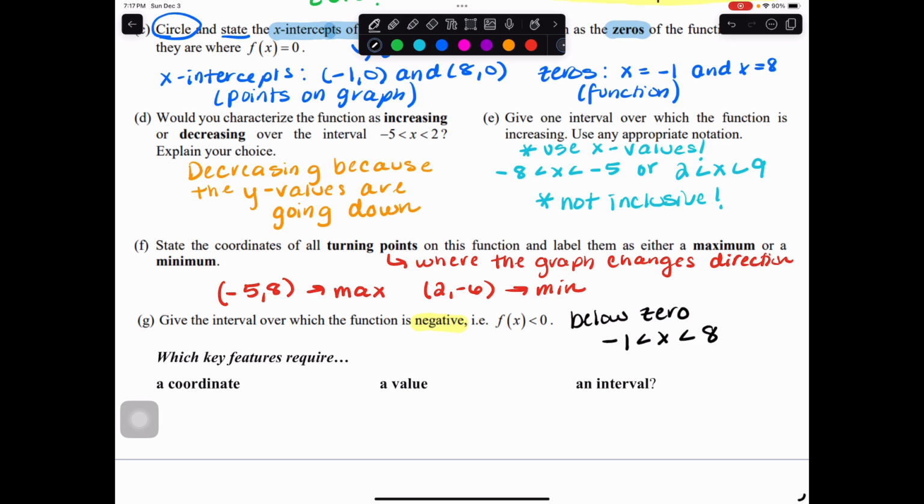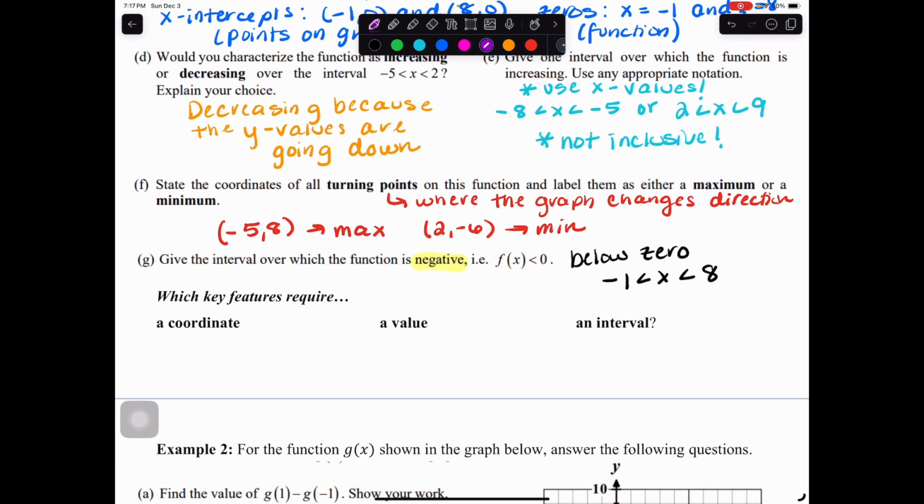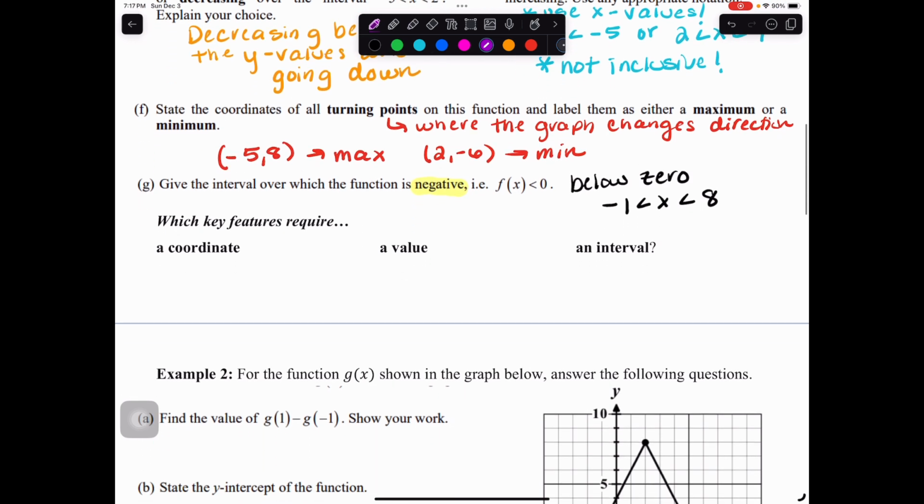So in summary on the bottom, it's really important that we discuss what we're supposed to use when we're answering the question of key features. So which key features require a coordinate, a value versus an interval? The key features that would require you to write down a coordinate as your answer would be the y-intercept, the x-intercept, and also any turning points. All of those answers should be completed by writing down a coordinate.